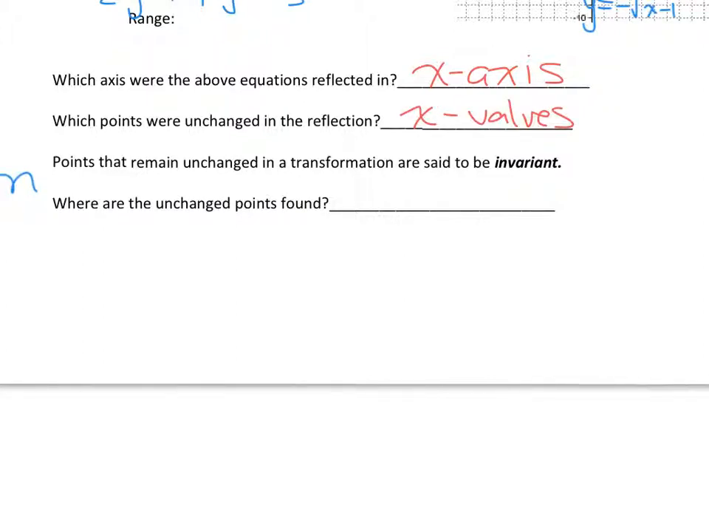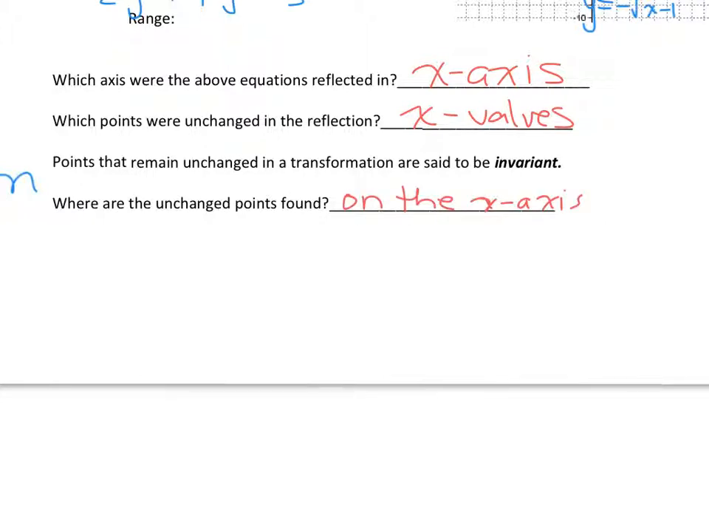So there's a new definition here for you. Points that remain unchanged in a transformation are said to be the invariant points. So when you think to yourself, which points didn't change? It would be the points that were on the x-axis. The unchanged points were found on the x-axis.